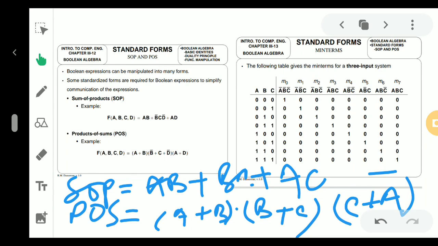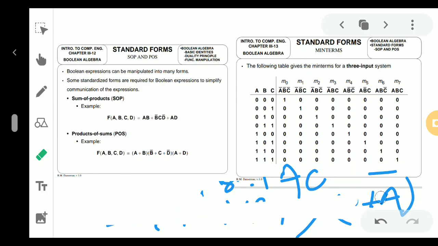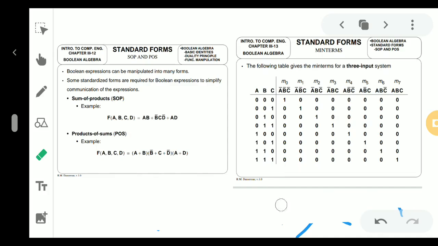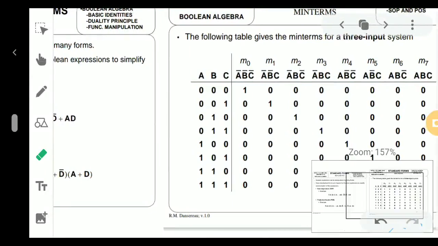Now the next concept is coming, that is the min term and the max term. A product term containing all the k variables of the function, either in complemented or uncomplemented form, is known as the min term. I am erasing this part, and you are able to see the min term I have already written. So let me consider the min term with three variables. Okay, yeah, it's visible.